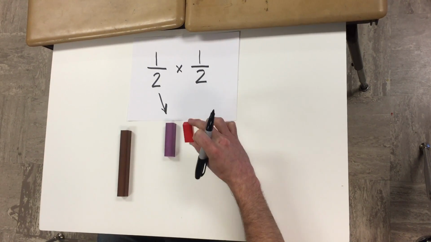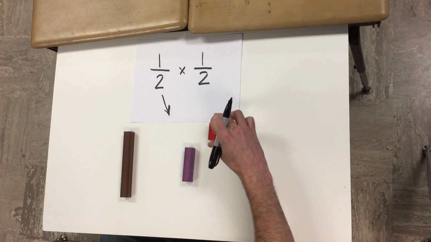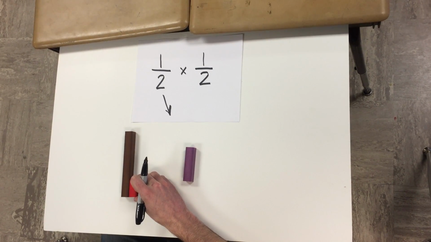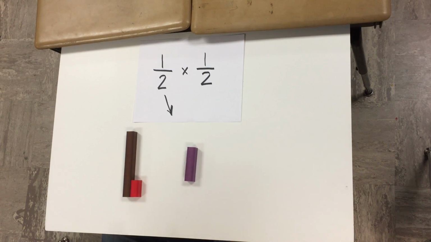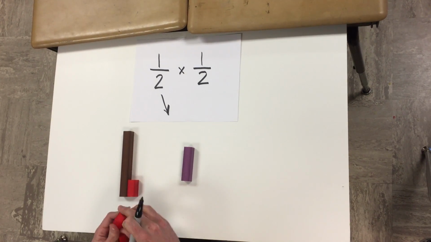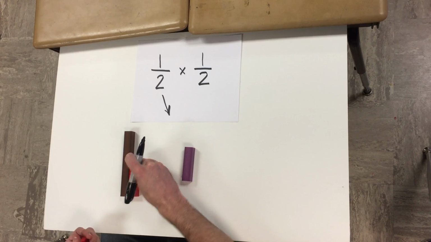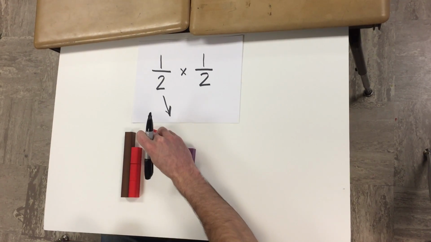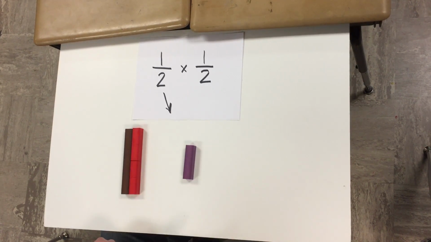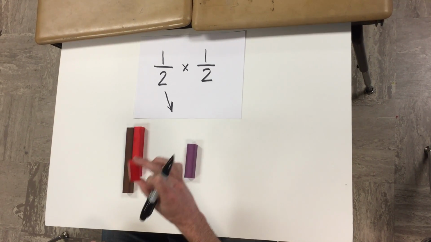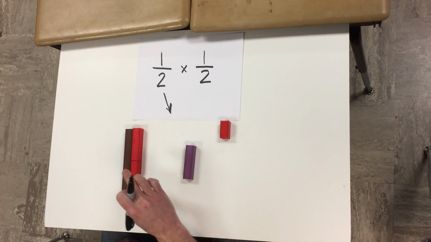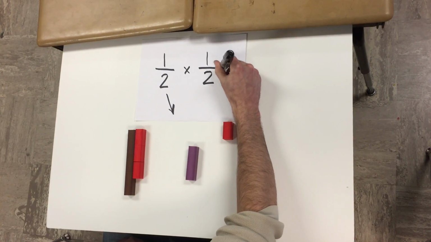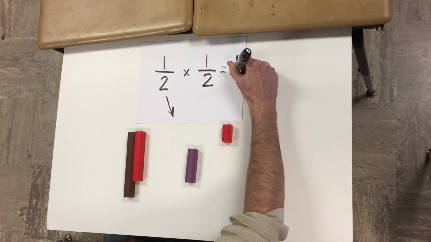So in order to know what this is as an answer, I need to compare it back to my whole. So if I compare it back to my whole, I can see that if I had all of the pieces together, it would take 4 equal pieces to make up that whole. And so that means one of them represents 1/4 of my whole, so my answer has to be 1/4.